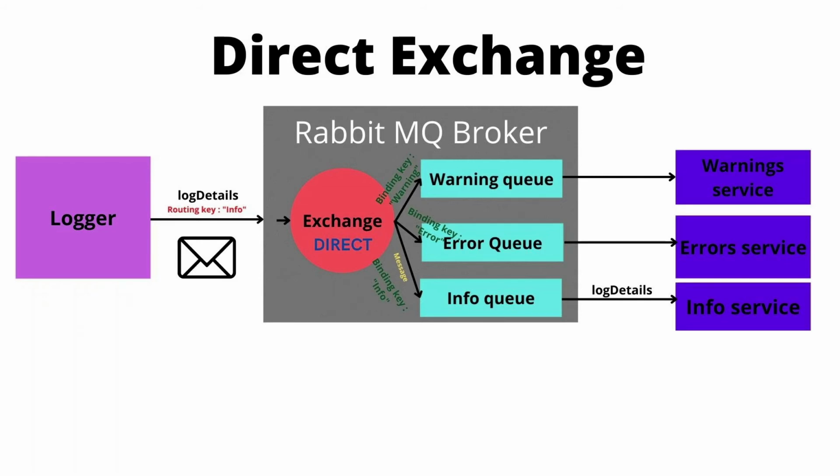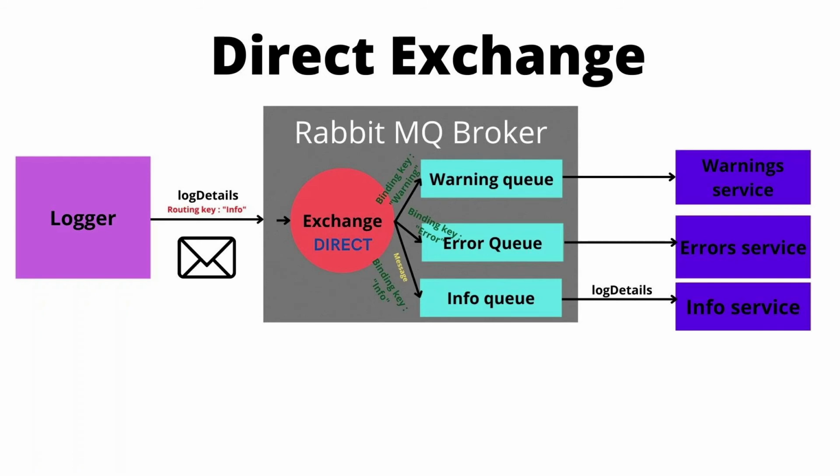Maybe it saves the warning to a database, maybe it sends it to a third party, maybe it sends an email, it doesn't matter. The error service is responsible for taking care of errors as well. It might be saving those errors in a database, or storing them somewhere else, doing something with them, getting statistics, it doesn't matter. The info service is also a third microservice which only takes care of info logs.